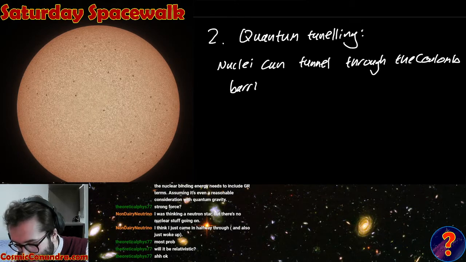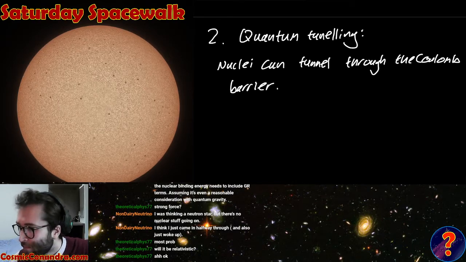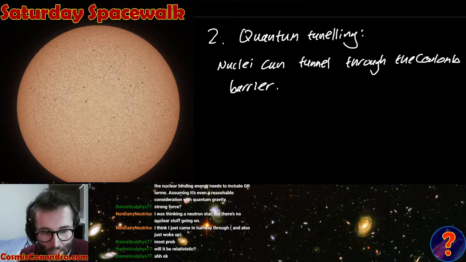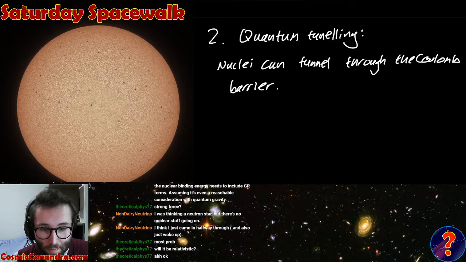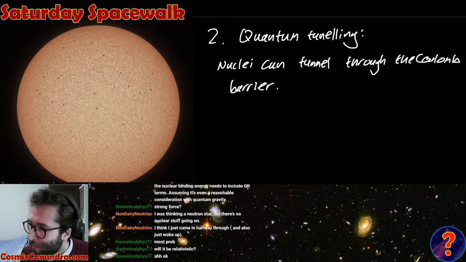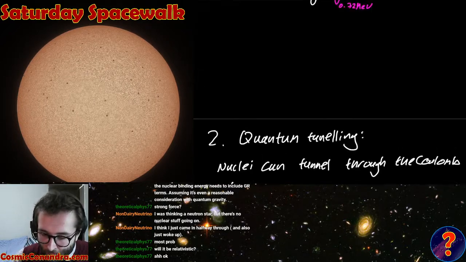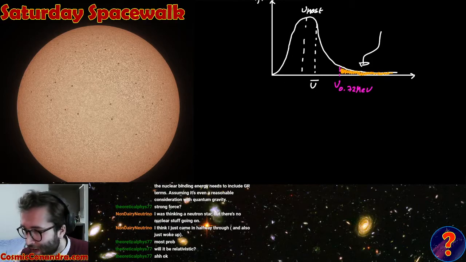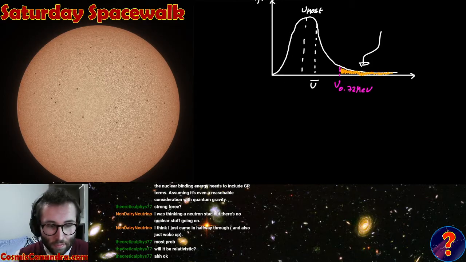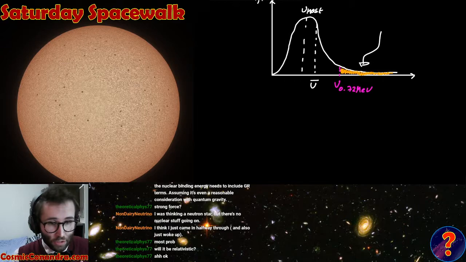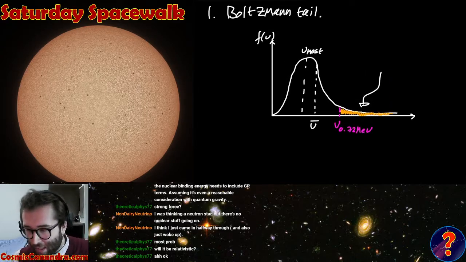Even though, as we've shown, the average kinetic energy is smaller than the kinetic energy needed to overcome this Coulomb barrier, nuclei will be able to tunnel through. So this Boltzmann tail we drew, this is saying that some nuclei do have speeds high enough to tunnel through. Sorry, not to tunnel through. The Boltzmann tail is nothing to do with tunneling.